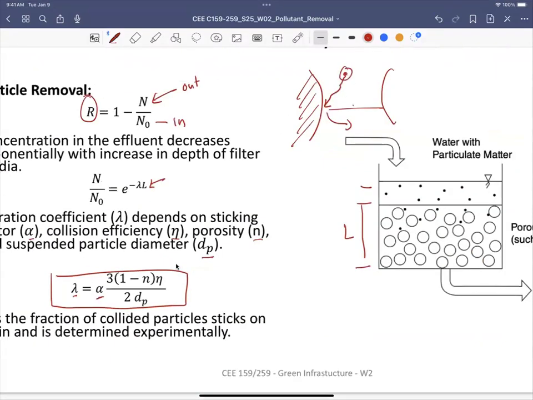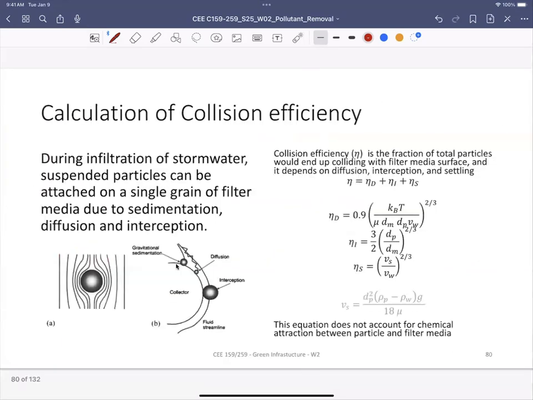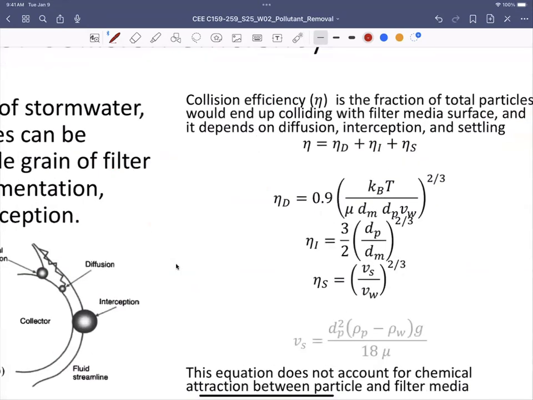So that means all you have to do is calculate alpha and the attachment coefficient, because you know the porosity based on how you pack the column. You know the particle size of the particles that need to be removed, or suspended particles, and you can assume the alpha attachment coefficient or sticking factors based on the properties. So that leaves behind the only thing that you don't know, which is collision efficiency, and that collision efficiency can be calculated based on different processes.